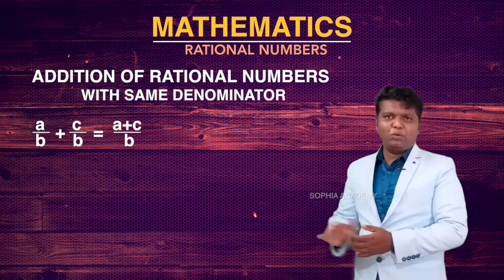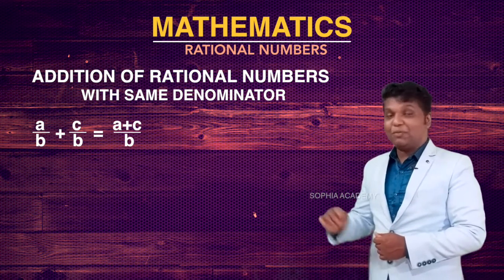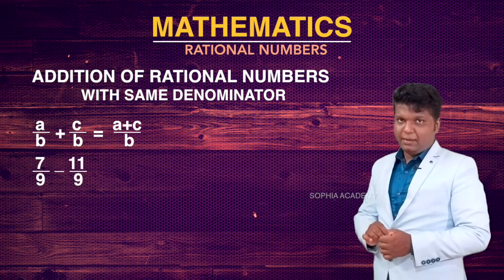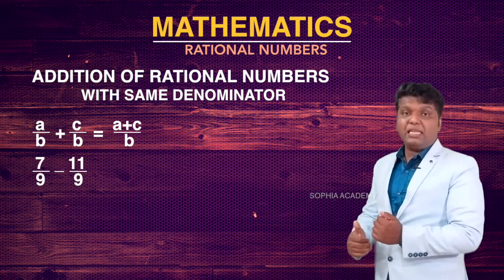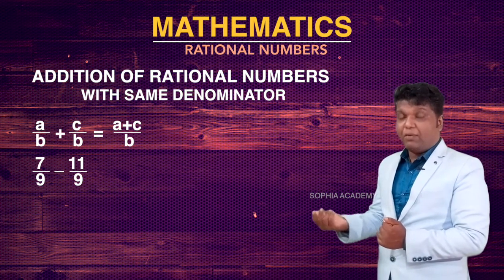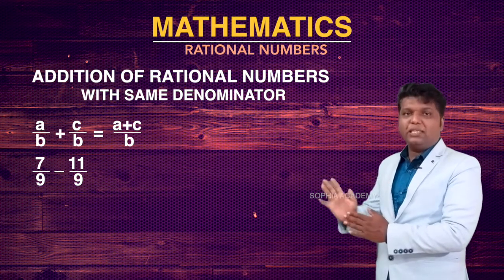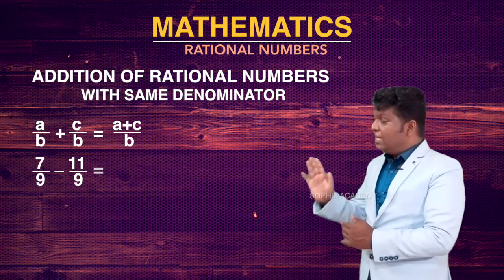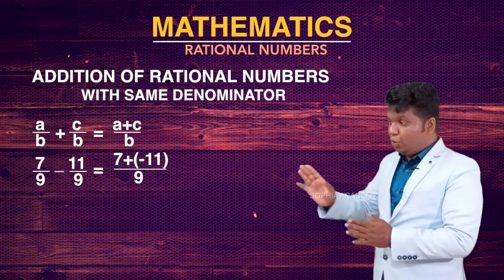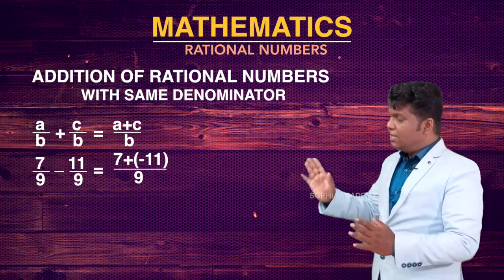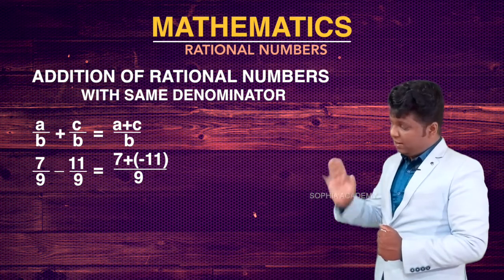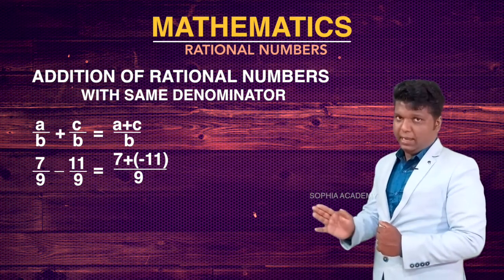Let us take one example so that you can understand very fast. Here goes it. 7 by 9 minus 11 by 9. You can see 9 on the denominator part, and in the second one, minus 11 by 9, there also the denominator is the same. So that's equal to 7 plus minus 11 divided by 9. In the numerator part, simply add them as they are. 7 plus, what is the next number? It is minus 11. So 7 plus minus 11, the whole divided by 9.